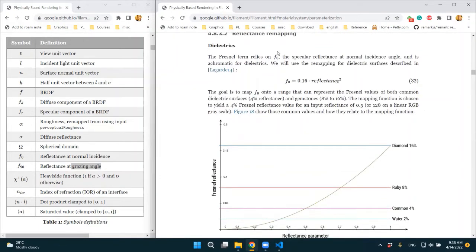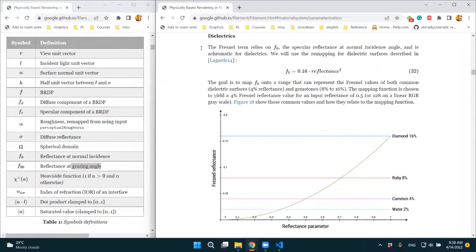Reflectance remapping. Oh, so they're having to make the reflectance 0 to 256 value into a more physical quantity to match how the different materials in the world behave, like water being 2% versus diamond being 16%. Right. It's just 0 to 1 though, I think, right? Reflectance. Yeah, but that's why they want it to be useful.